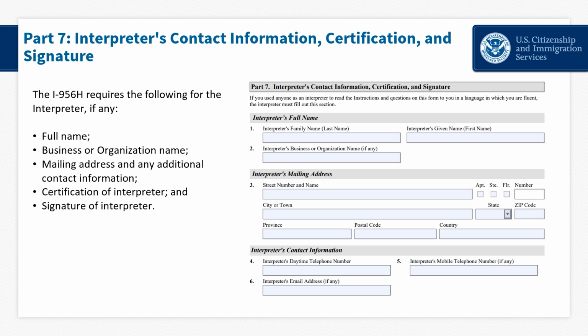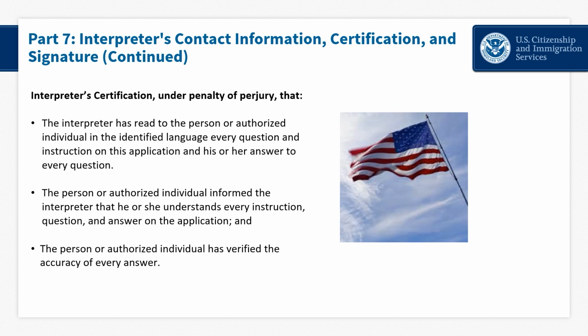If the promoter or authorized individual used an interpreter to read and/or fill out any portion of the I-956K, the interpreter must provide information including name, mailing address, and other contact information where the interpreter may be contacted. The interpreter must also provide the business or organization the interpreter works for, if any. The interpreter must certify that the interpreter is fluent in English, that the interpreter read all questions to the promoter or authorized individual, and that the promoter or authorized individual understood all questions and instructions on the I-956K and verified the accuracy of every answer.